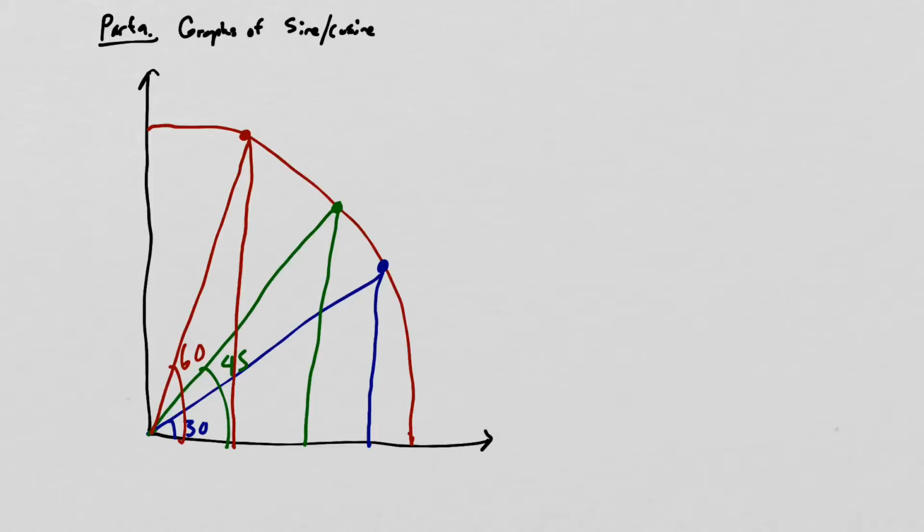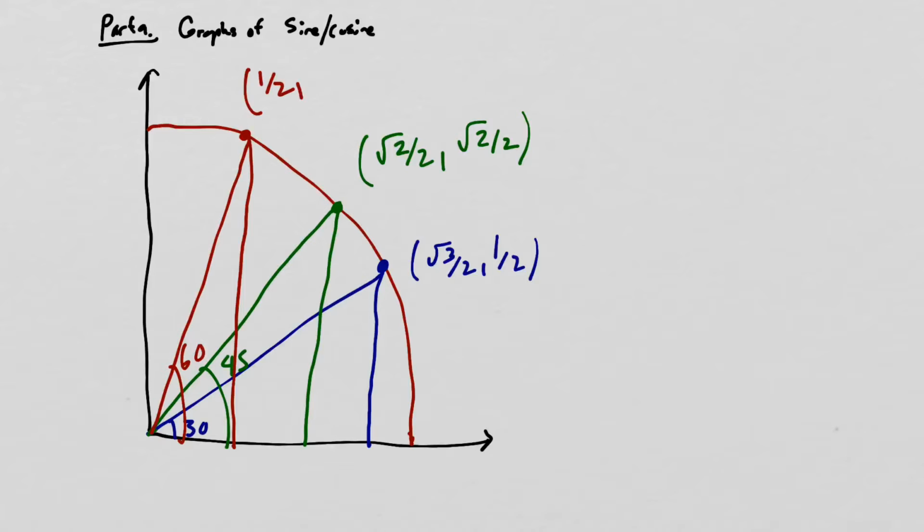The coordinates of the blue point are given by the square root of 3 divided by 2 and 1/2. The coordinates of our terminal green point are given by the square root of 2 divided by 2 and the square root of 2 divided by 2. And the coordinates of our terminal red point are given by 1/2 and the square root of 3 divided by 2.